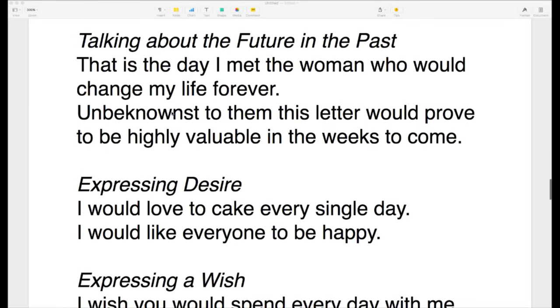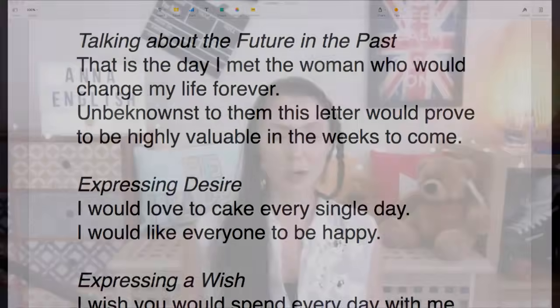So the next example of when we use "would" in the past is if we're talking about the future in the past. What does that even mean? Talking about the future in the past? That's crazy. My head is just exploding, I'm just baffled. To be baffled is to be confused. I love that word. I think you've probably heard me use that quite a few times. I am baffled.